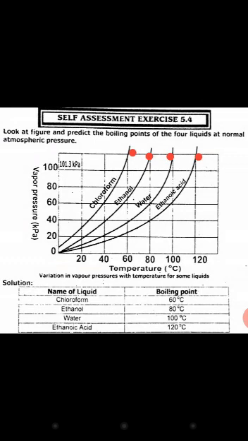These are the curves for the liquids. First, you can observe chloroform has a boiling point at 60 degrees, as the first red dot indicates. Second, ethanol, has 80 degrees. Water boils usually at 100 degrees and ethanoic acid at 120 degrees.